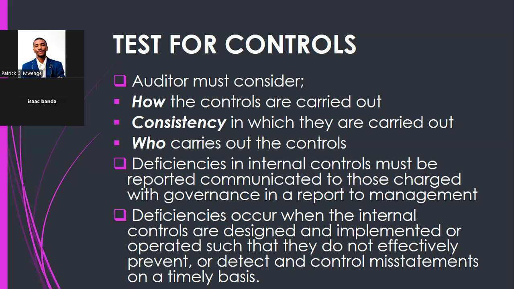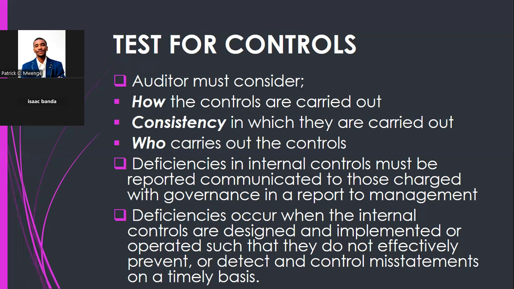Deficiencies in internal controls occur when the internal controls are designed, implemented or operated such that they do not effectively prevent, detect and control material misstatement. If they don't prevent, detect or control misstatements on a timely basis, then there is a deficiency. So a deficiency is just that the internal controls are not functioning as appropriately as they are supposed to function.